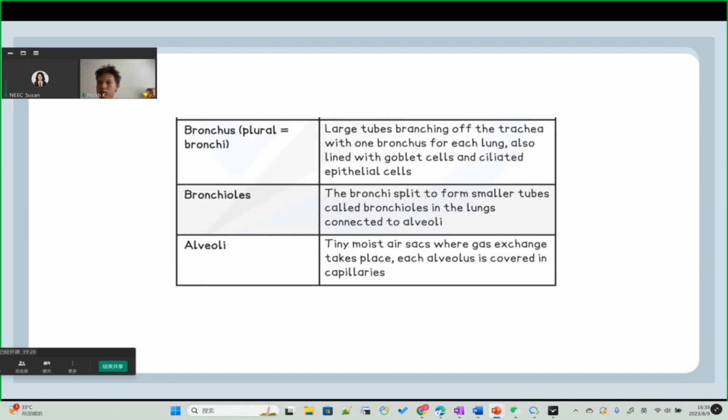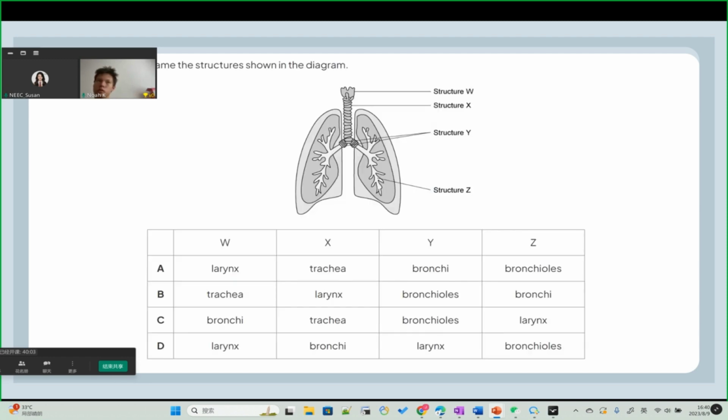So in this respiratory system, in which structure does gas exchange occur? Alveoli. Very good. Only in alveoli does the gas change between the lungs and the blood, and the rest of the structures only provide a pathway. And how about this diagram for the structures?